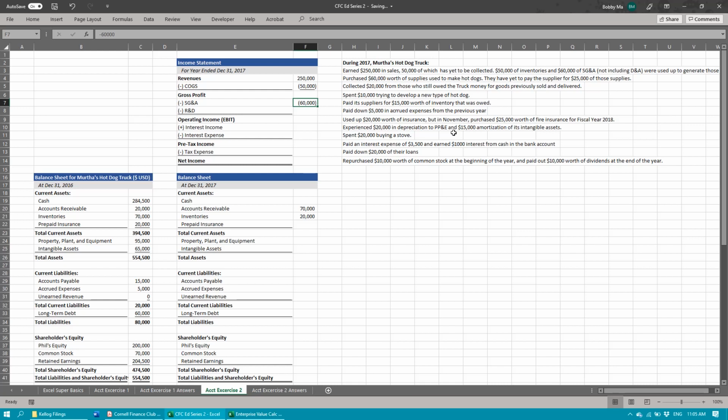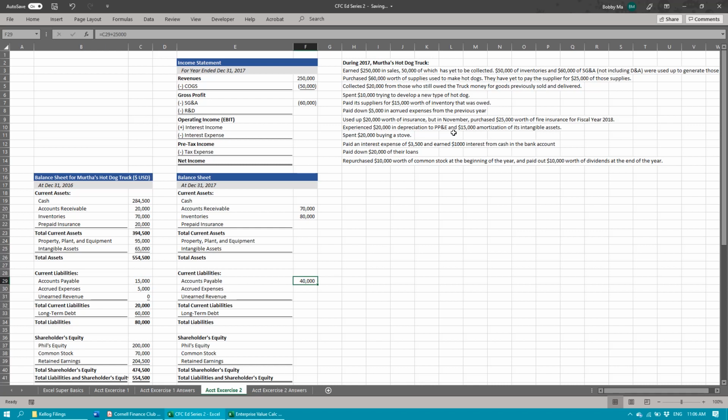And next, we purchased $60,000 worth of supplies used to make hot dogs, and we have yet to pay the supplier for $25,000 of those supplies. So this represents an increase in inventories. This is adding $60,000 because we purchased $60,000 worth of supplies, and we have yet to pay the supplier for $25,000, so we add $25,000 to accounts payable.